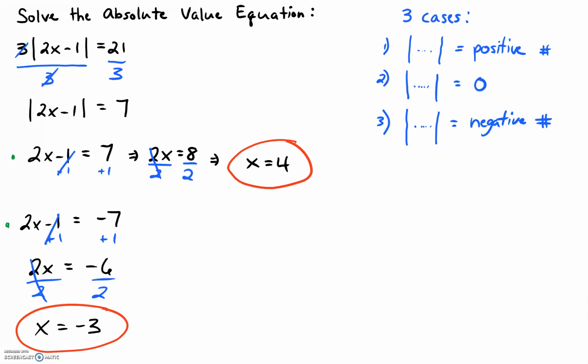So you can see we ended up with 2 solutions: x equals 4 and x equals negative 3. And if you get case number 1, where you end up with the absolute value term being a positive number, you should expect to get 2 different answers. Again, you could always go back and plug those answers in place of x and make sure that they work out. But that's it.